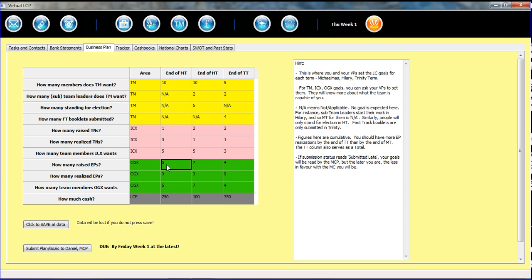If submission status reads submission late, your goals will be read by the LCP, but the later you are, the less in favour of the MC you will be. Now this option is actually completely optional. You don't have to do the business plan here, but if you don't, you will lose credit with the MC. They'll think less of you, and that will be important if you're going for the awards like most sustainable or best LC. So submit to receive submitted on time.